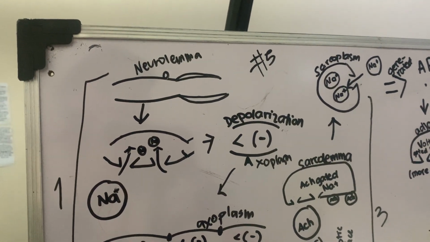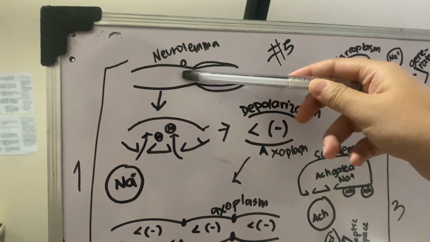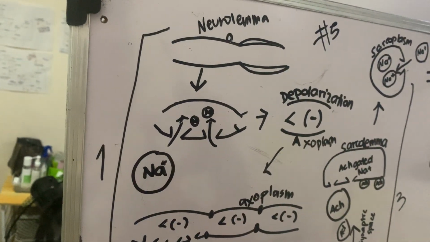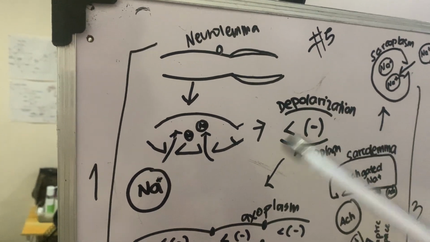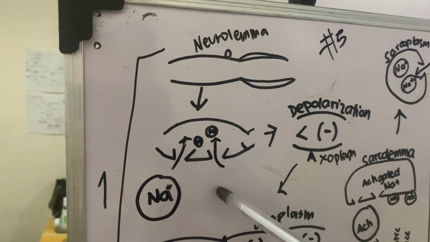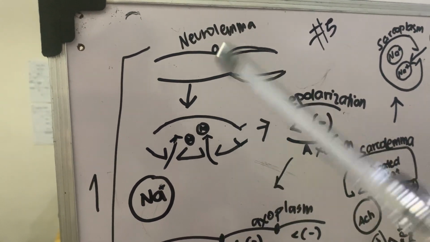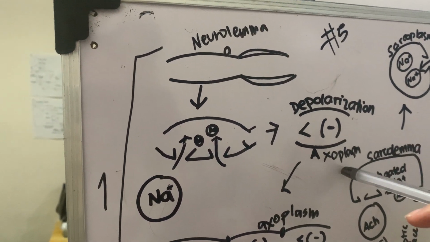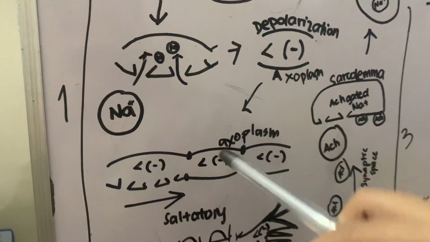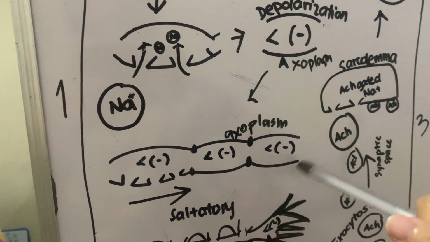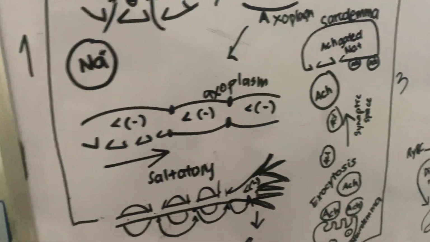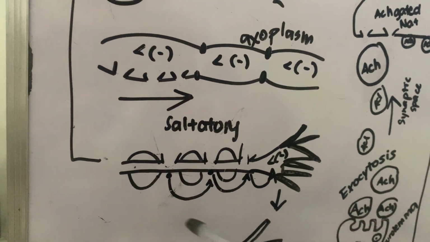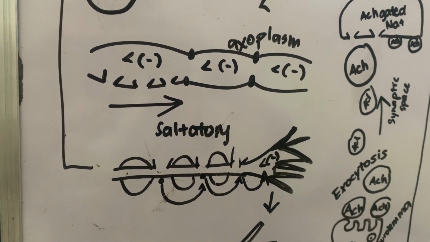Okay, number 5. When a nerve impulse lands on the unmyelinated neurolemma, it will open the voltage gated sodium channels, and it will cause depolarization in the axoplasm. And when the depolarization spreads across the axoplasm, it will make the nerve impulse jump from one node to another until it reaches the axon terminal.